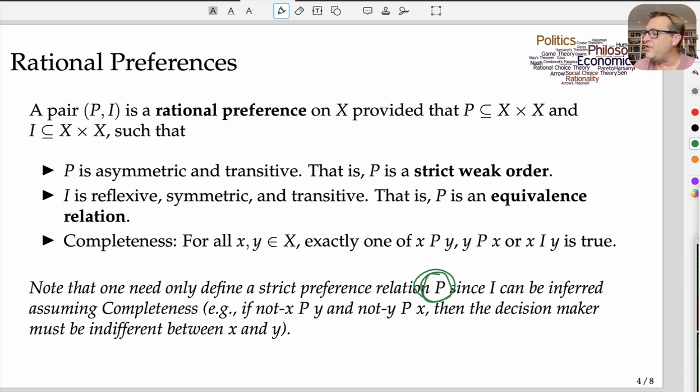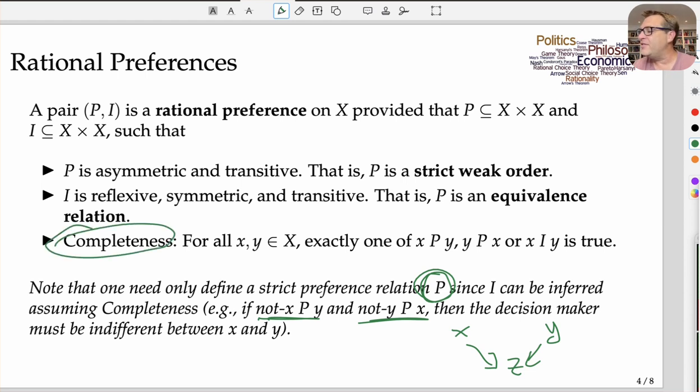In particular, if you don't strictly prefer x to y and you do not strictly prefer y to x, then the decision maker must be indifferent between x and y. So in a picture, this means that if we know that the decision maker strictly prefers, say, x to z, and strictly prefers, say, y to z, but there's no strict preference one way or the other between x and y, then by completeness, we're not in this case, we're not in this case, so we must be in that case. So the pair xy and yx and xx and yy must be in the indifference relation.